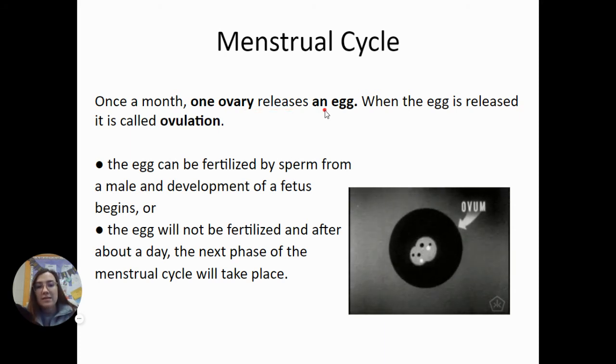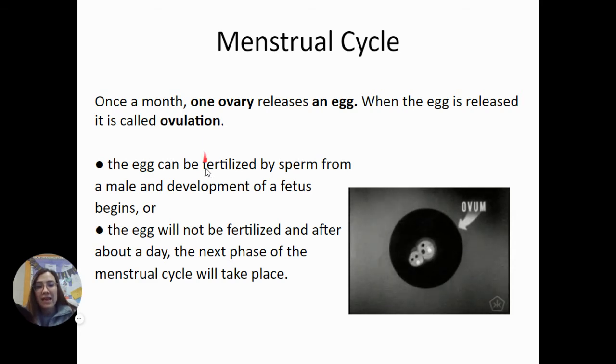When the egg's released, that is the process of ovulation. So ovulation is the egg releasing. Typically, one egg is released, okay? But it happens that more eggs are released. If 2 eggs are released, you could have twins. If 3 eggs are released, you could have triplets. That is typically something that is genetic, or it is pretty rare. Most people have 1 egg released during ovulation.